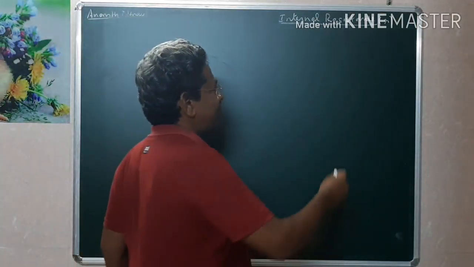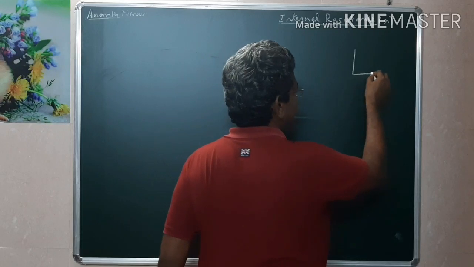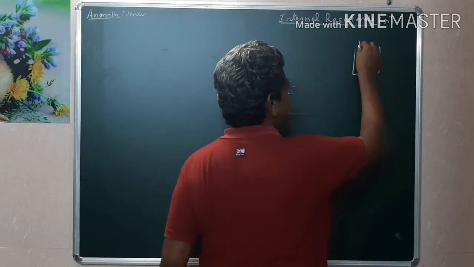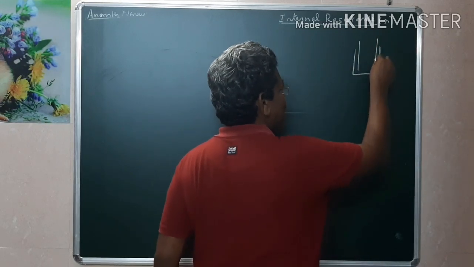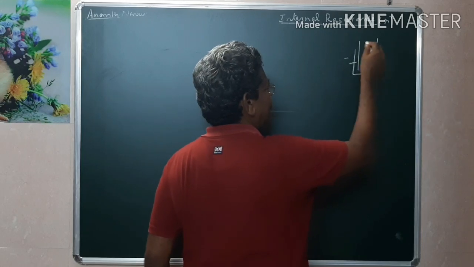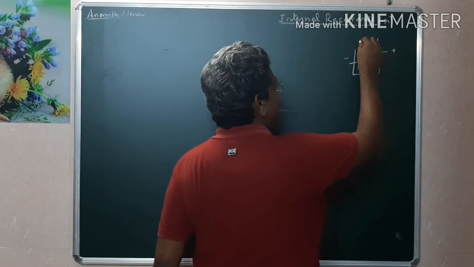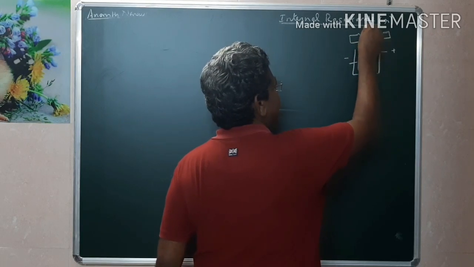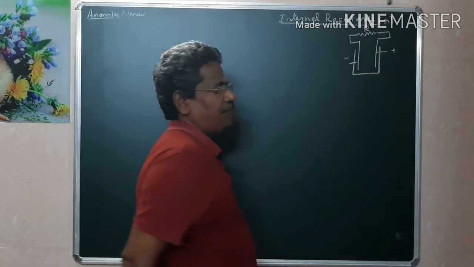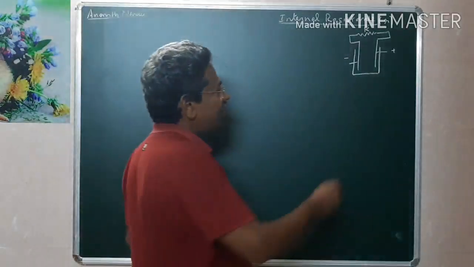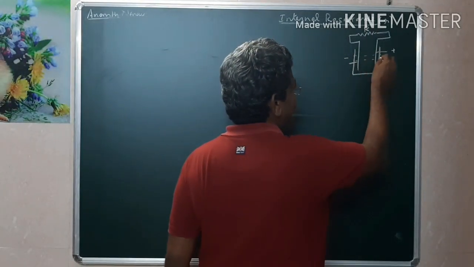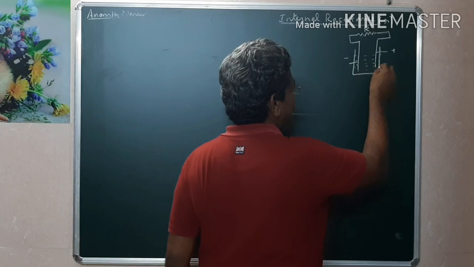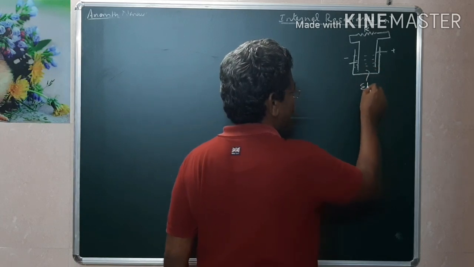Suppose I am taking one cell. This is a cell. Imagine this is some cell having two electrodes, one is cathode, another is anode. So when they are connected externally to a resistance, this is the external resistance, capital R. The electrodes are dipped in a solution. This solution is called electrolyte.